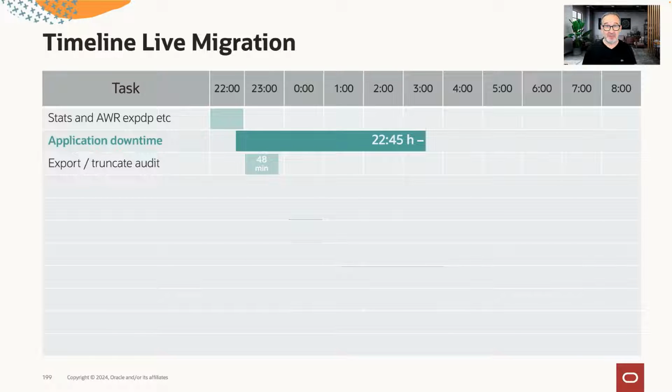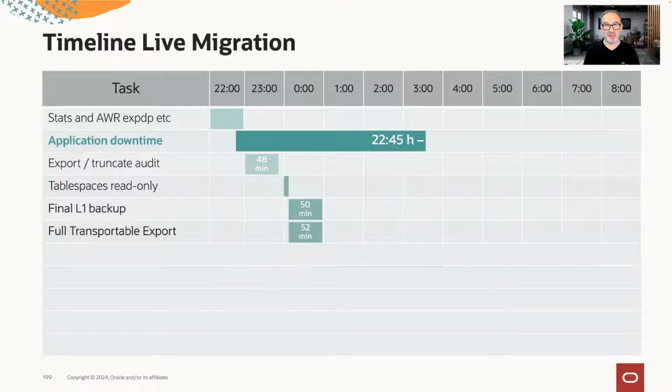First task then, in the source database, before we initiate the migration, we export the audit records. We needed them, we wanted to keep them, and then we truncated the audit table. Otherwise, that would have all been in the migration and we needed to speed up the migration. Then at midnight, we set the tablespaces read-only. This took about 10 or 12 minutes. And then the final level 0 backup could be taken. And at the same time, in parallel, we started the full transportable export. So final level 1 taken on the standby, full transportable export taken directly from production.